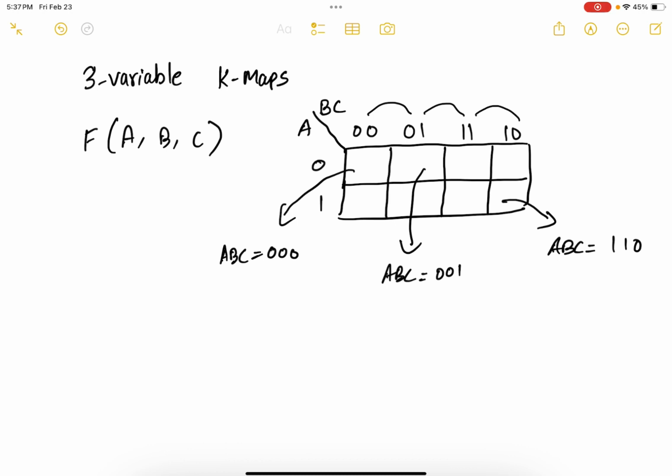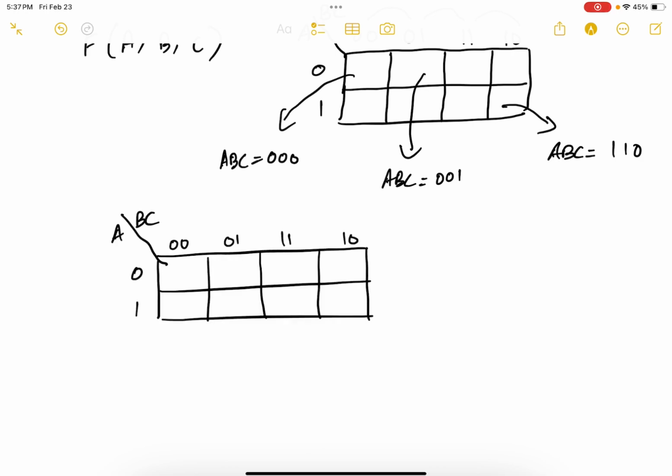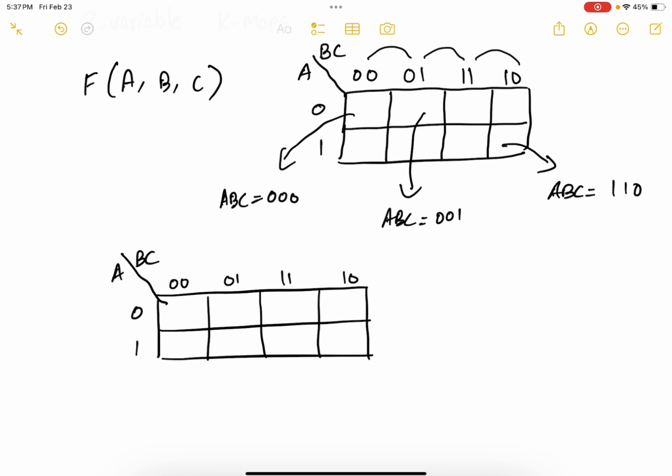Another way to fill up k-maps is to use minterms. So for example, if we take the three variable k-map, this particular cell is ABC equals 0 0 0, which is nothing but minterm 0. This is minterm 1. This would be minterm 2 and this would be minterm 3. This would be ABC equals 1 0 0, which corresponds to minterm 4, minterm 5, minterm 6 and minterm 7.